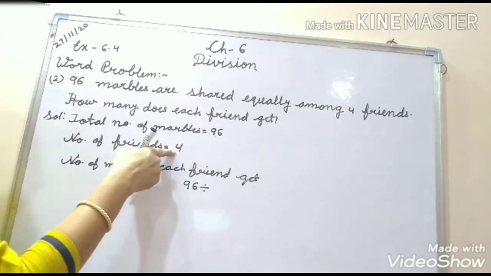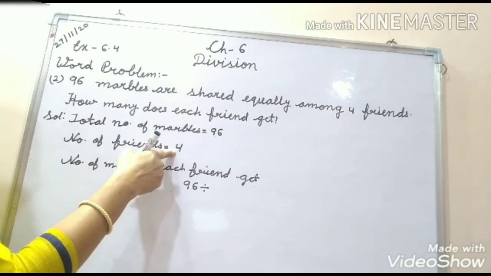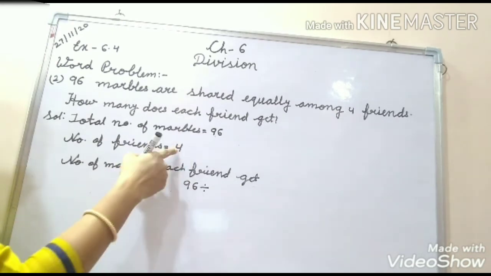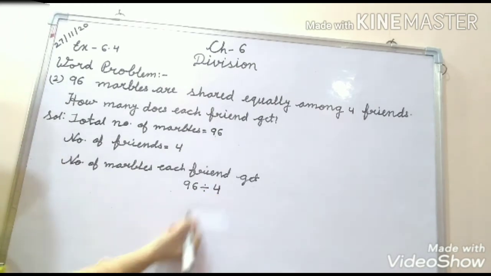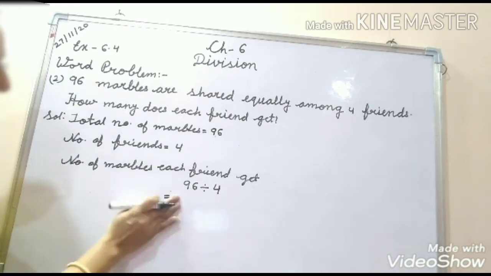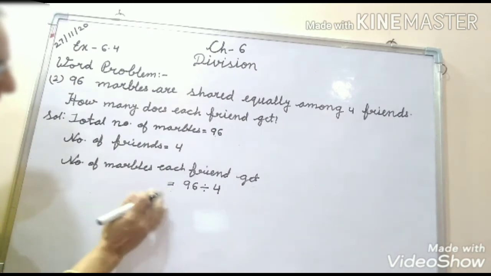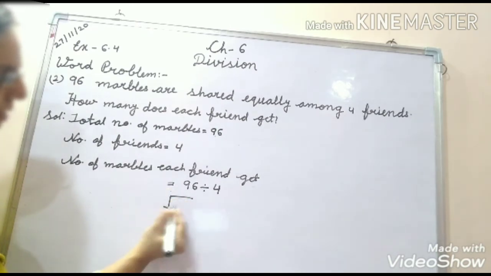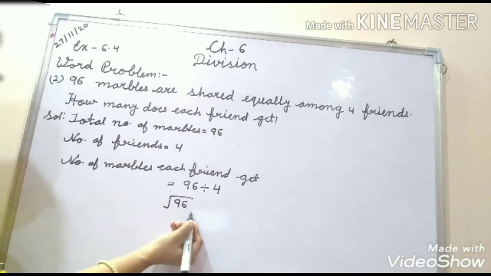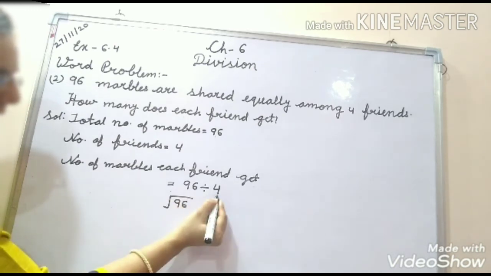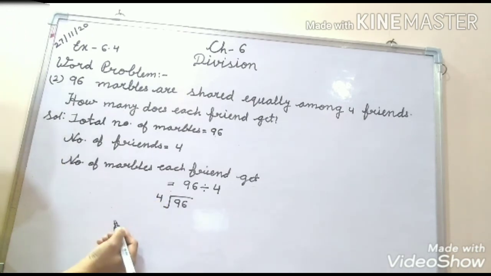And how many friends are there? Among them you have to divide it. The number of friends is 4. You will write 4 after the sign of division. And after that we will perform the division. So first you make a box here and write 96 inside the box, because this is the bigger number. And 4 is smaller, that is the divisor, and you will write it outside of the box.